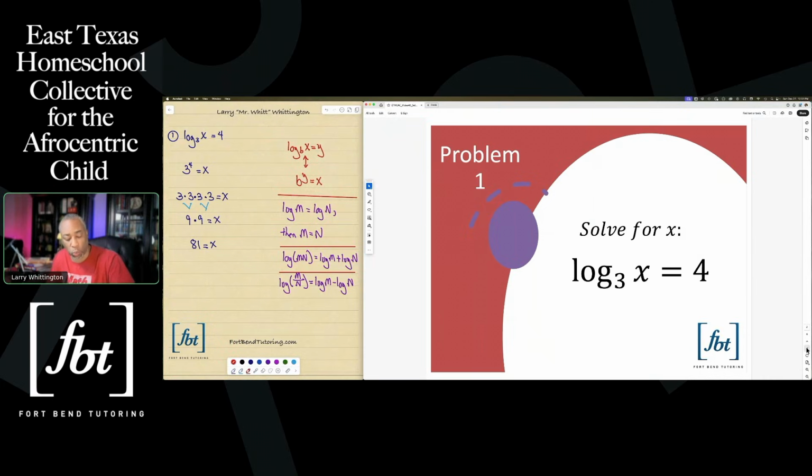And I like to red box it, guys. So we end up with our solution for problem number one. There you go. That's problem number one, y'all. All right, moving on to our next problem.